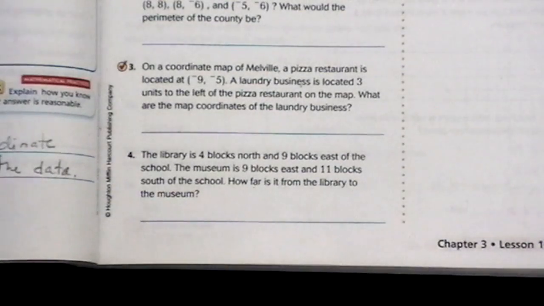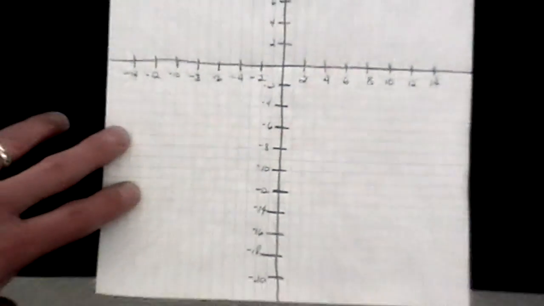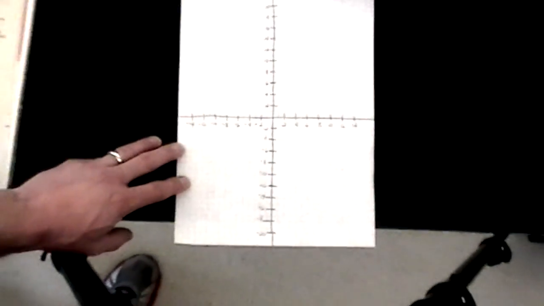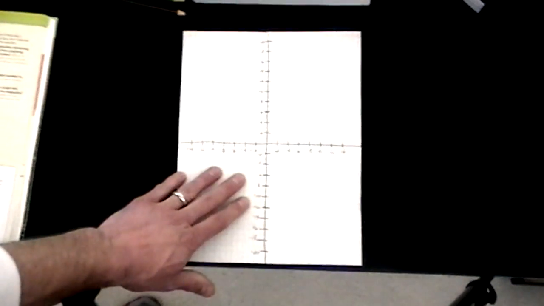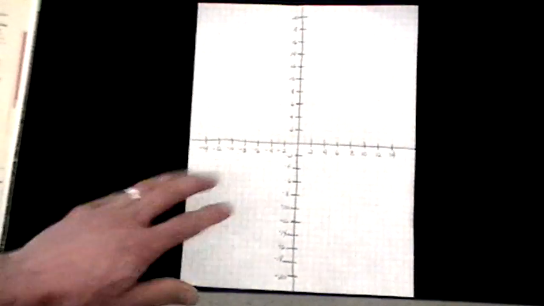So what I did was I'm going to slide my book here, and I'm going to focus in on my coordinate plane that I drew. There we go. Kind of tough to see, but hopefully you guys can see the numbers there. Yeah, I think you can. Okay, so there's my coordinate plane.